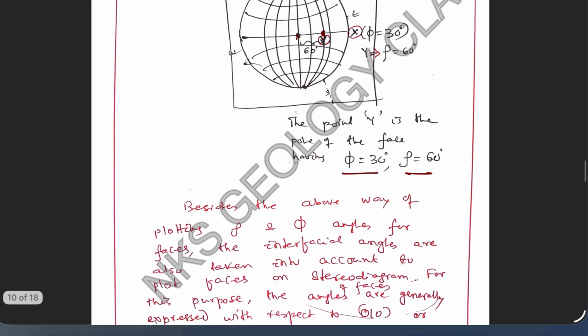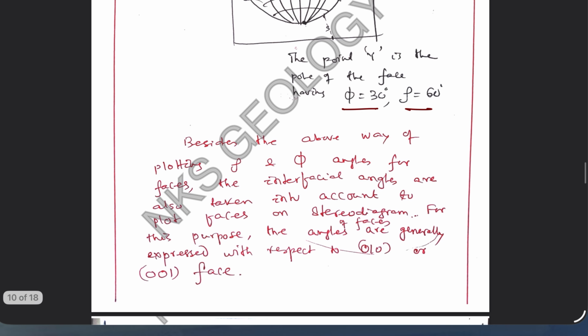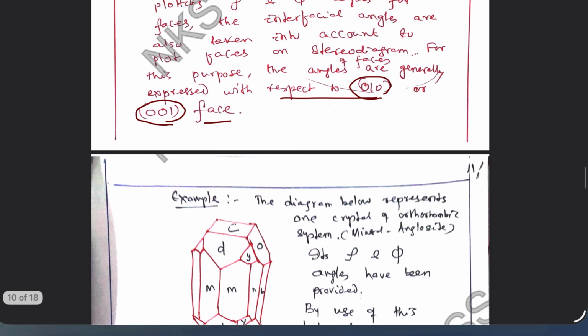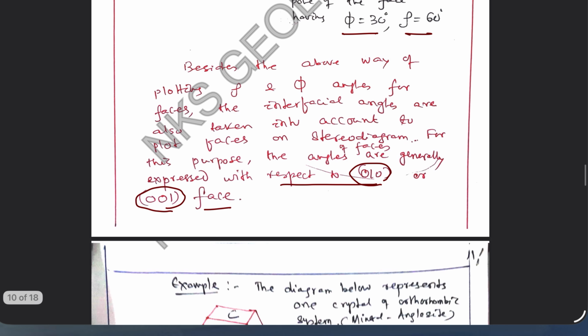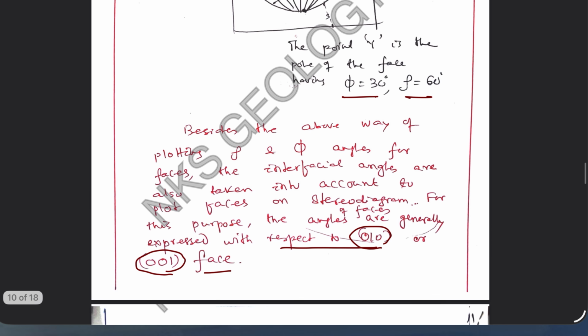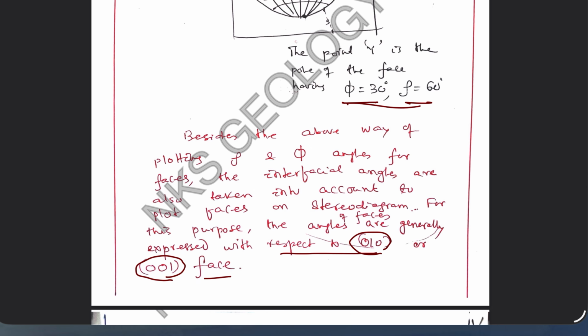Besides the above way of plotting the phi and rho for faces, the interfacial angles are also taken into account to plot the faces in the stereo diagram. For this purpose, the angles of faces are generally expressed with respect to the 0, 1, 0 face or with respect to the 0, 0, 1 face. So in my next class, I will discuss how a stereo projection is done by taking into account the interfacial angles or by taking into account the rho and phi angles.